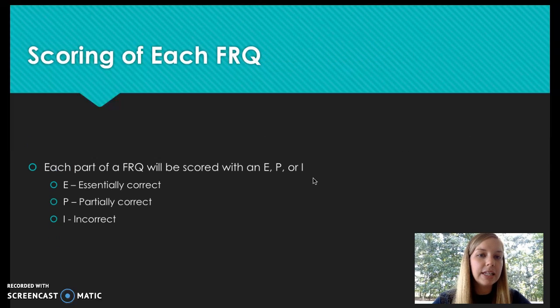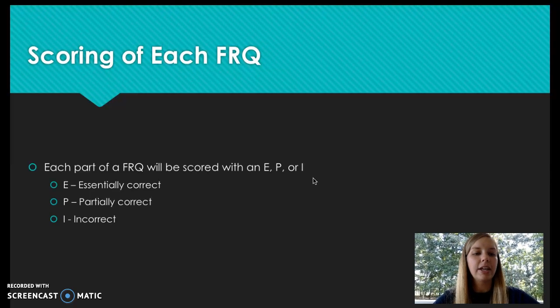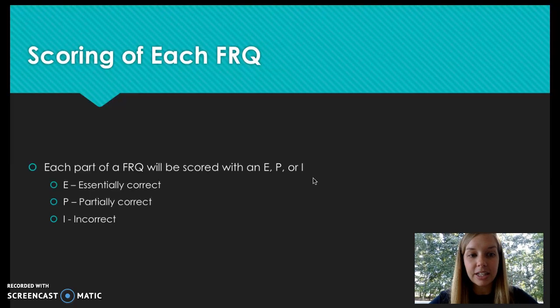And then within each free response question, you'll have multiple parts. You'll see when we start practicing, so like an A, B, C, D, and on each part you get scored either an E, a P, or an I. An E meaning that you got it essentially correct. So I guess they use that language because in statistics there's not always a perfectly correct. So essentially correct. You did it. You met their guidelines or their requirements.